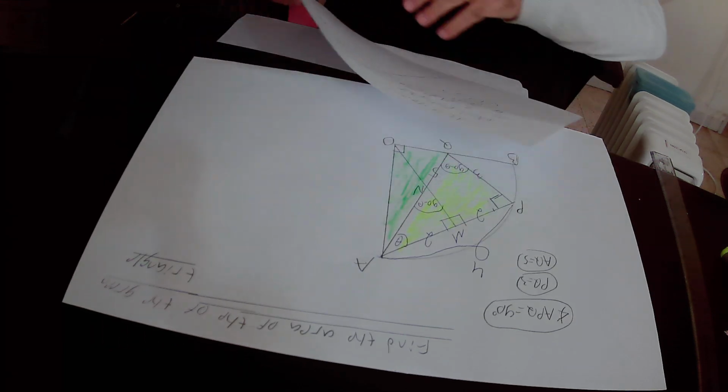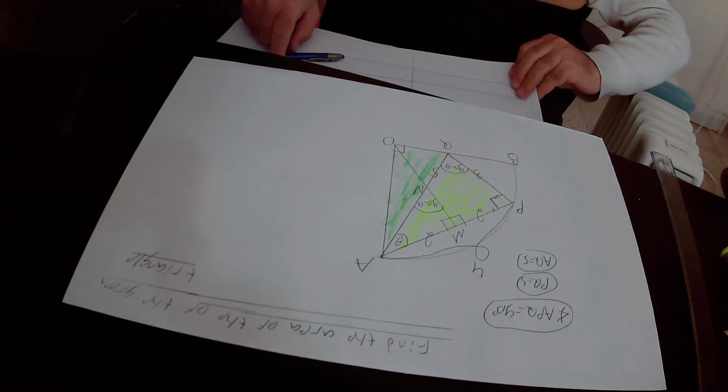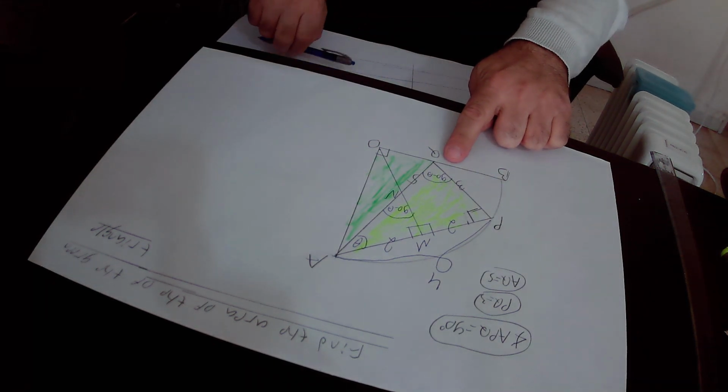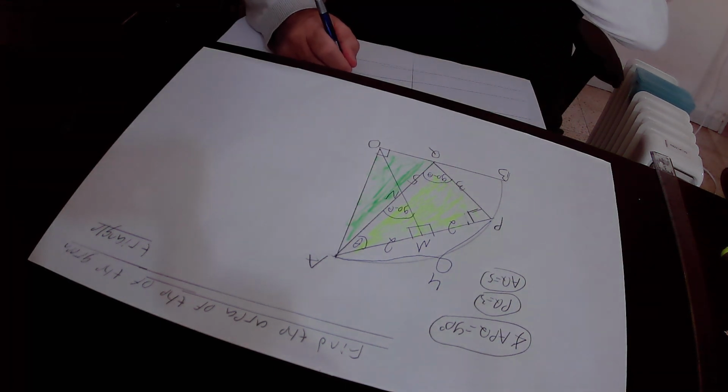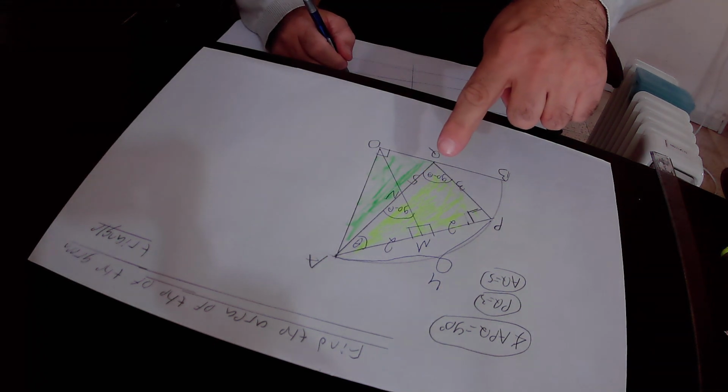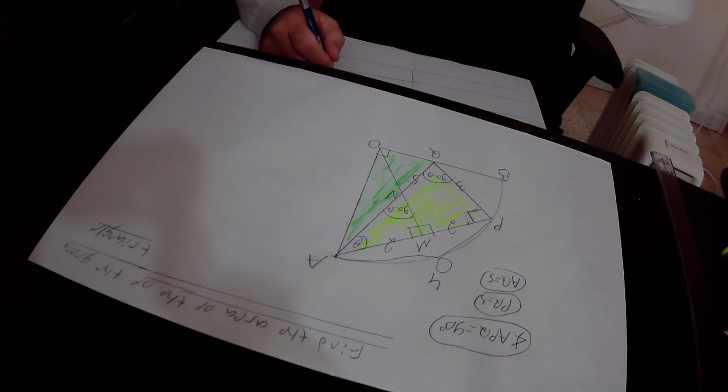And finally, those two angles are both equal to 90 degrees minus theta, therefore they are equal to each other. So angle AQP, this angle in the big triangle, is equal to this angle ANM in the small triangle.